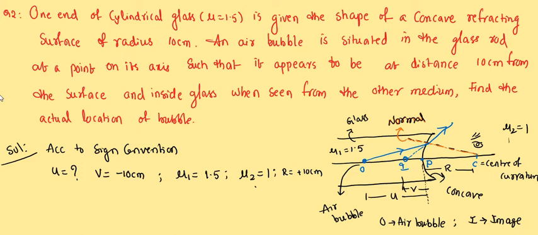Now we have to substitute all the values in the formula that you know very well, that is minus n1 by u plus n2 by v is equal to n2 minus n1 by R. This is the formula that you have to apply. By using this you find the v value and write your answer in the comment box.